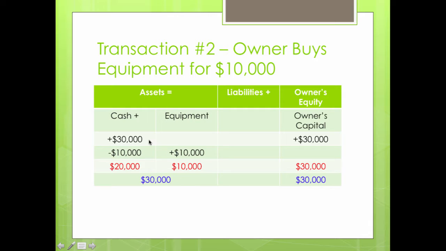In assets, we have two accounts now, so we've got to add these two. 20,000 plus 10,000 equals 30,000. There's nothing in liabilities, and in owner's equity, there's another 30,000. And we're going to know if it's balanced when we verify that assets equals liabilities plus owner's equity, and it does. It is balanced because in this case, the values are in blue, and 30,000 equals 30,000. And you have recorded the transaction for this event. That's it.